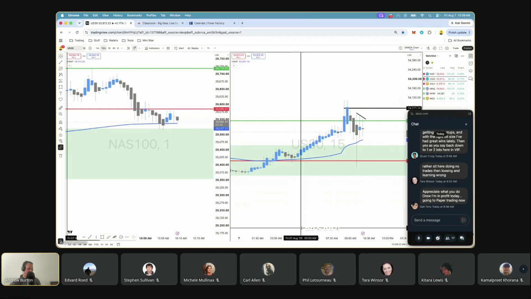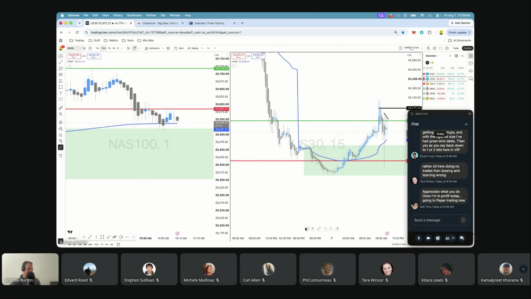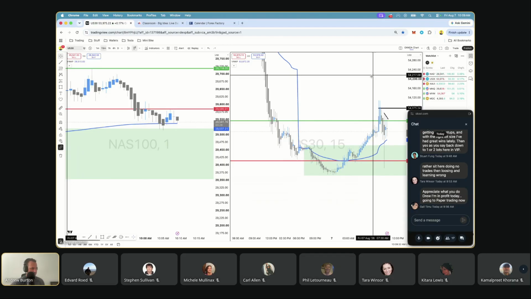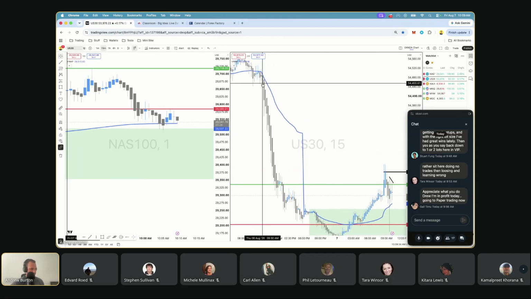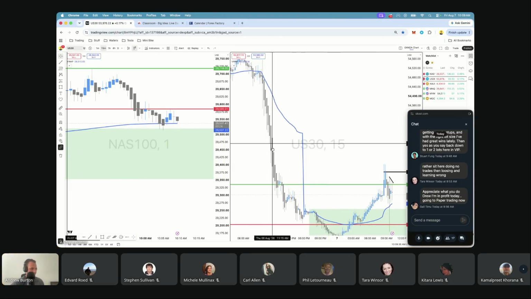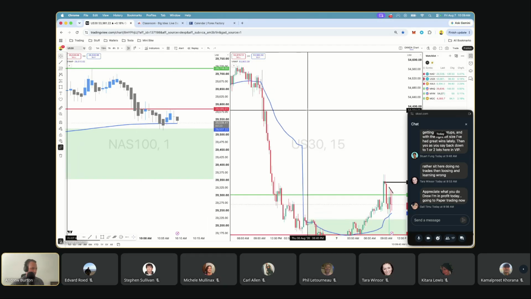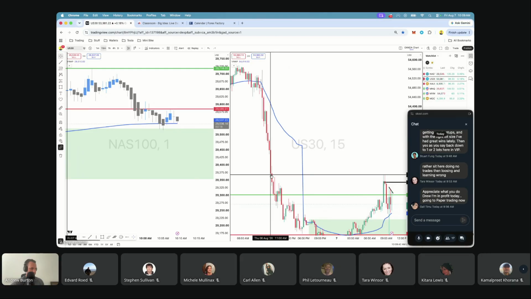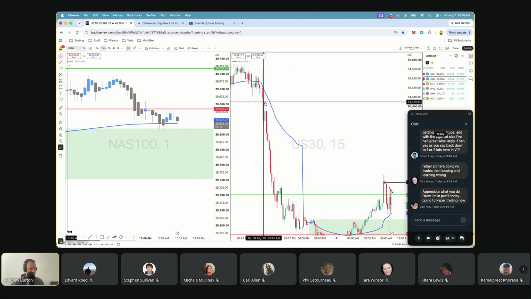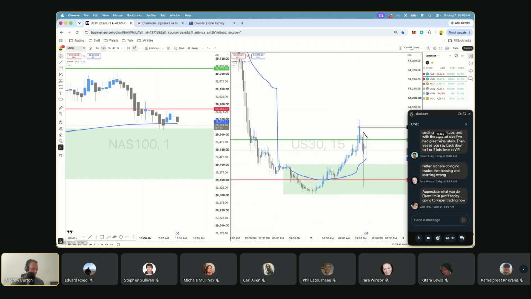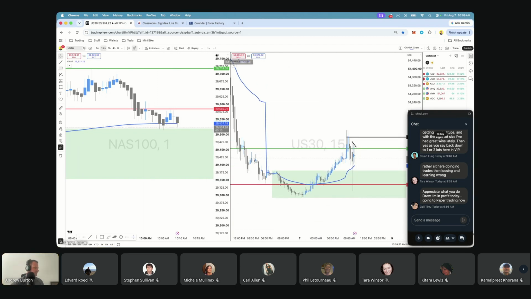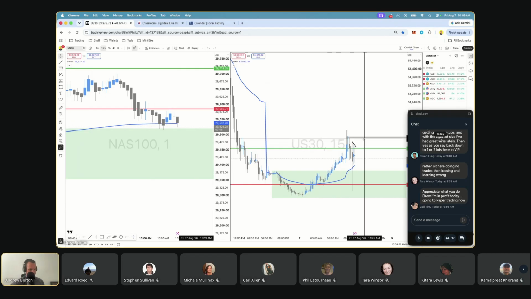Actually, wait a minute, my bias might have changed. No, I think we're still gonna go up for the day. Like, look at this, right? That's crazy. That's the 15-minute chart. Look at all these gaps in the market. It's gonna wanna go up here eventually, but this could be next week that it gets up there. This is our target for the session, right? If we do get long positions.